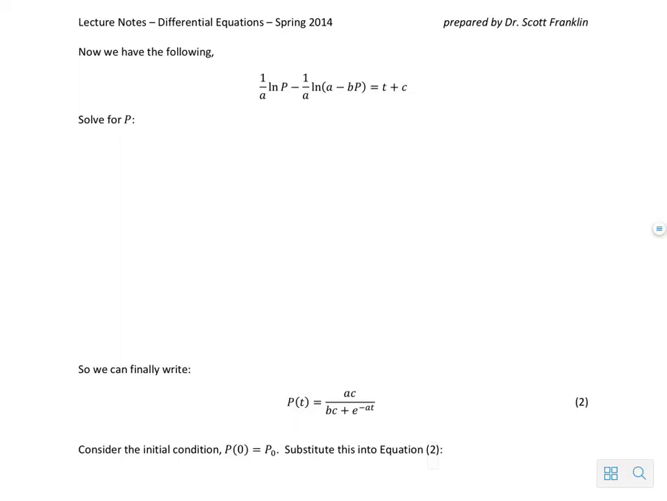So let's solve for p. I'm going to multiply through by a, which gives me natural log of p minus natural log of a minus bp equals at plus ac, or just a constant, right? A constant times an arbitrary constant is still just an arbitrary constant. As long as I don't introduce any more t's, I'm just going to keep calling it c.